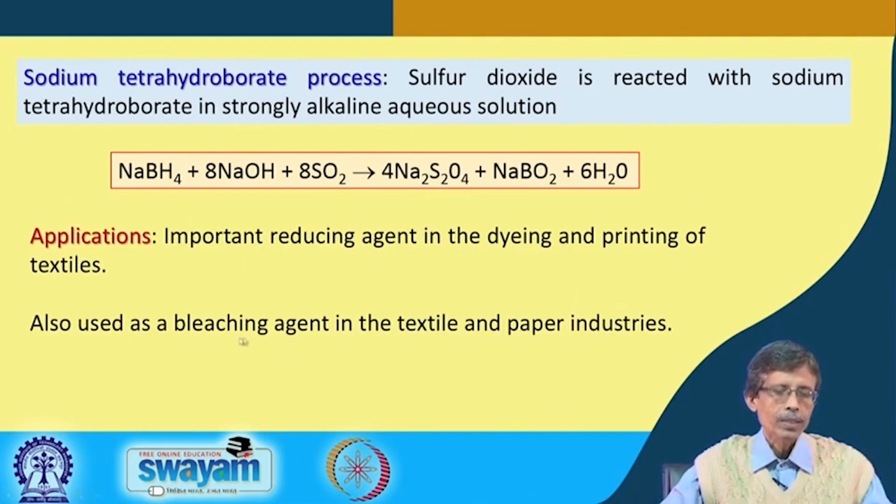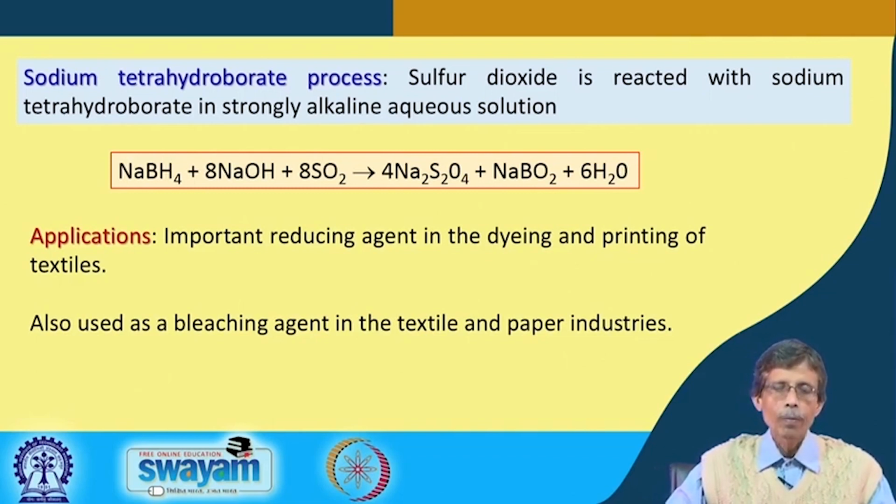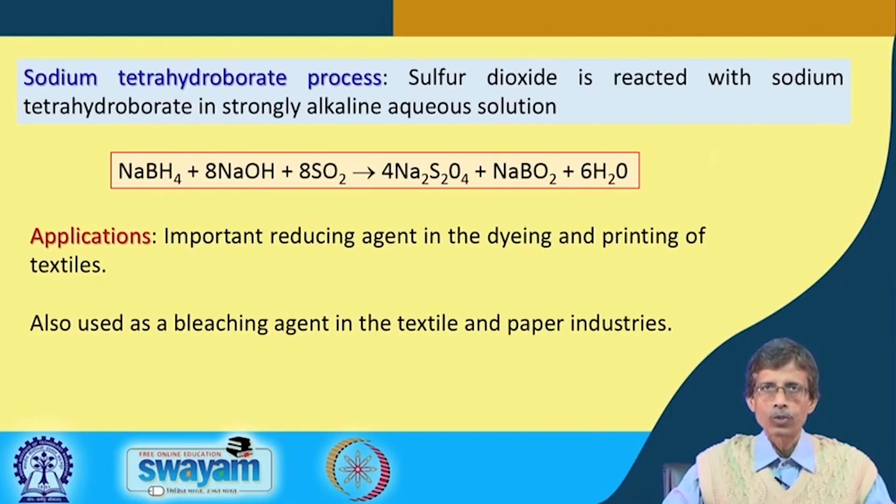Sometimes it is also used as a bleaching agent in the textile and paper industry. Sometimes we want to destroy dye molecules or some other material which can be reduced very easily by treatment with dithionite and washed away from the textile and paper material. So, it is also useful as a bleaching agent.